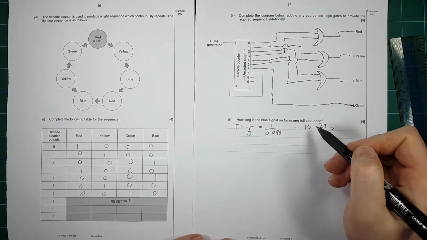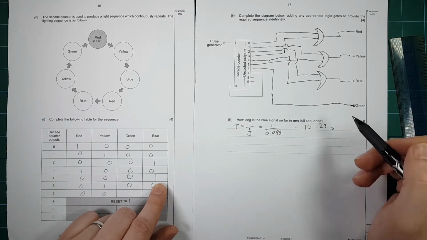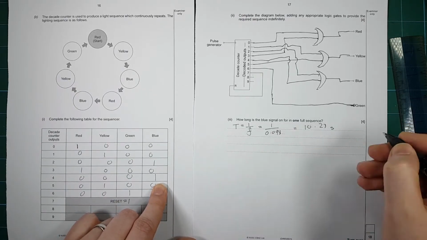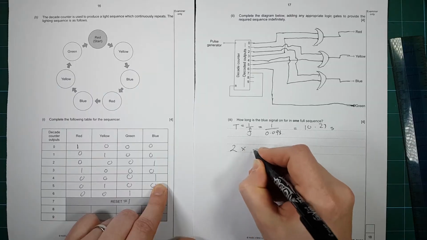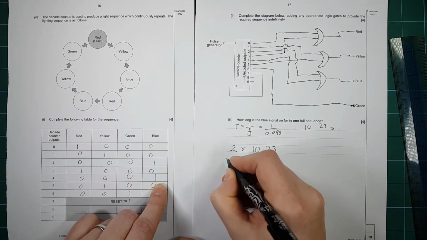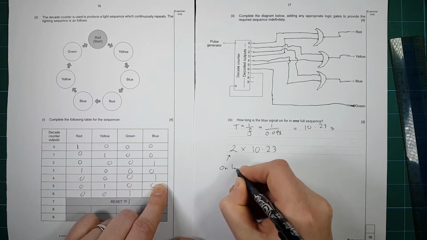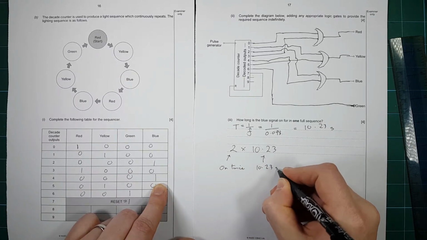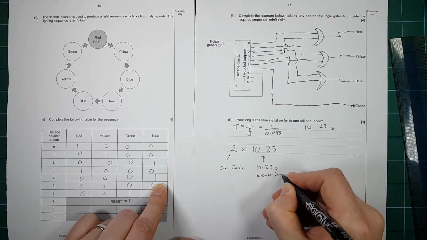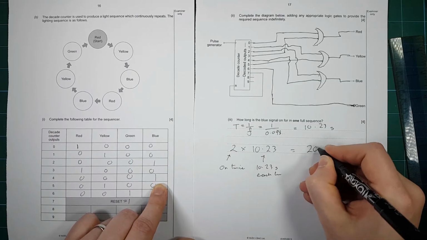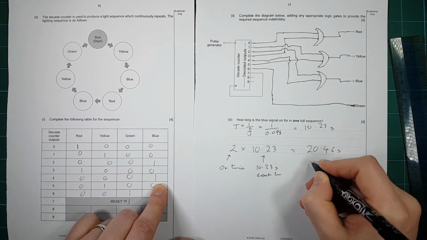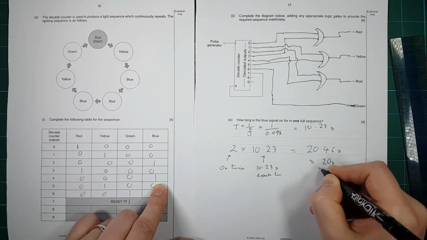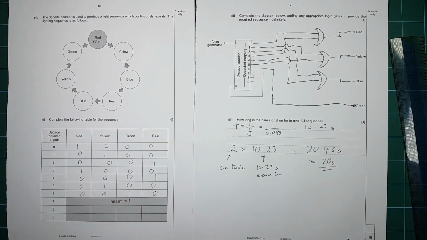And the blue one is on for once, twice in a full sequence. So it's actually on for 2 times by 10.23, so on twice for 10.23 seconds each time, which gives you 20.46 seconds, which is approximately equal to 20 seconds in total.